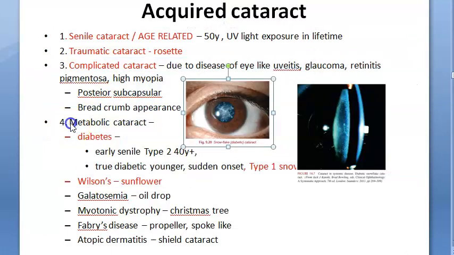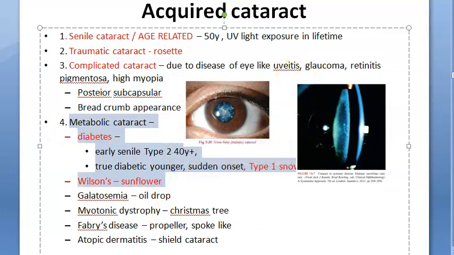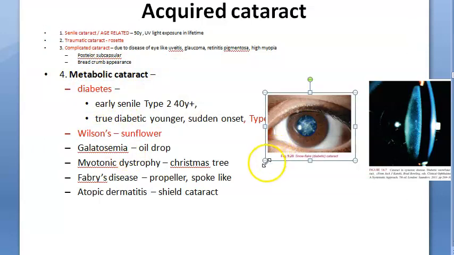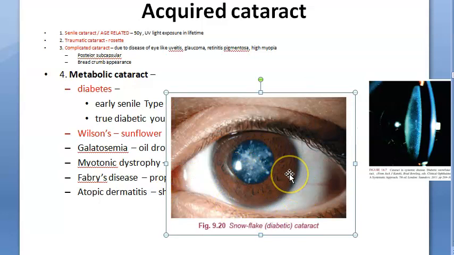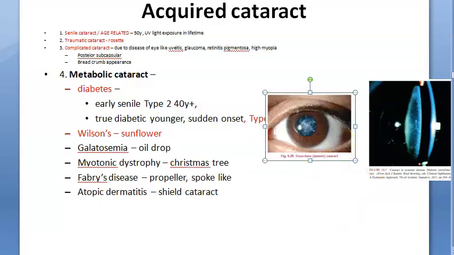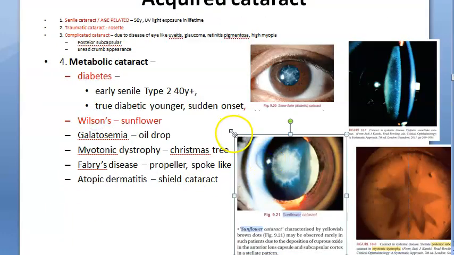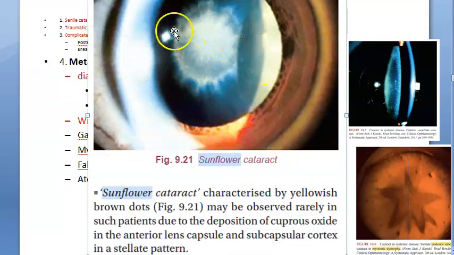Then you have metabolic cataract. We're looking at metabolic cataract. Metabolic cataract can be because of diabetes or because of Wilson's disease. So look at this one. This is diabetic cataract, snowflake. Okay, snowflake appearance. This is also snowflake appearance. Wilson's disease is because of copper, right? Copper metabolism will have problem. You can see here sunflower cataract.